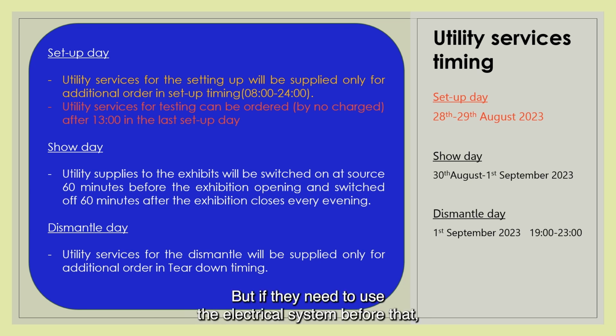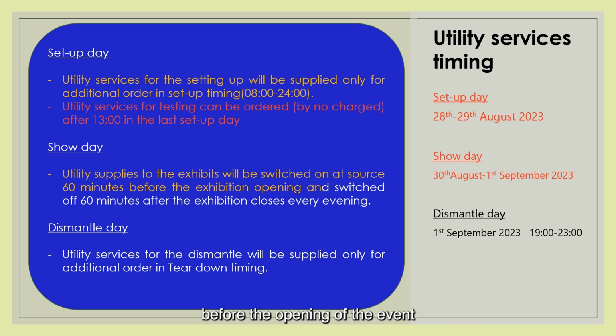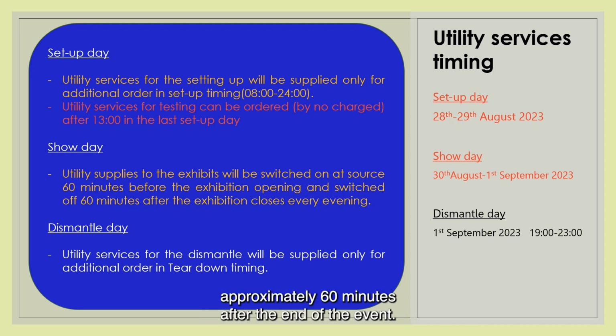But if they need to use the electrical system before that, they will need to order the system for construction on a daily basis. On the day of the event, which is from August 30 to September the 1st, the system will be turned on approximately 60 minutes before the opening of the event and will be turned off approximately 60 minutes after the end of the event.